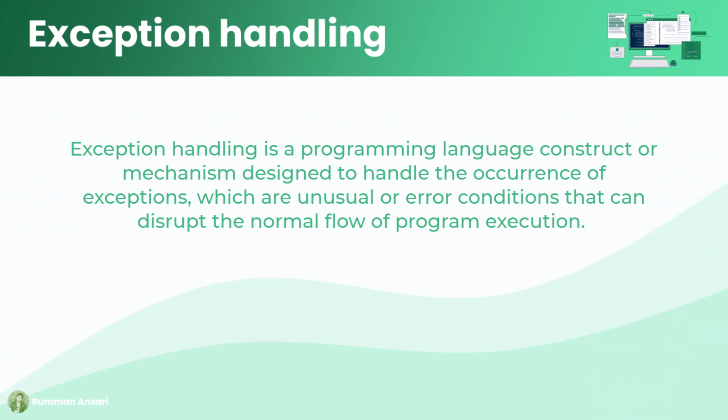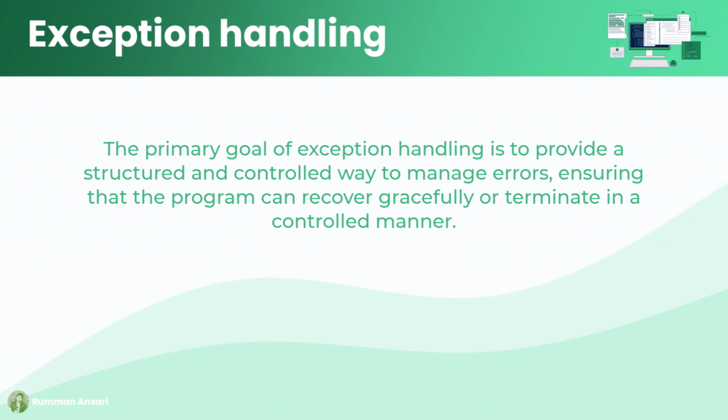Exception handling is a programming language construct or mechanism designed to handle the occurrence of exceptions, which are usually error conditions that can disrupt the normal flow of program execution. So exception means the unusual or error conditions that can disrupt the normal flow of program execution. The primary goal of exception handling is to provide a structured and controlled way to manage errors, and it also ensures that the program can recover gracefully or terminate in a controlled manner.